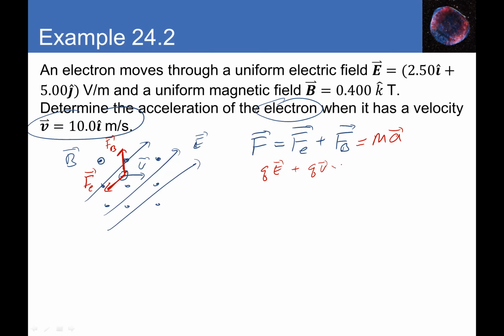So here, Q times V cross B equals mass times acceleration. If I'm solving for acceleration, I factor out Q, and you get Q times E plus V cross B, divided by the mass. If this is a vector, we need to first find the cross product, and then add the electric field as vectors.